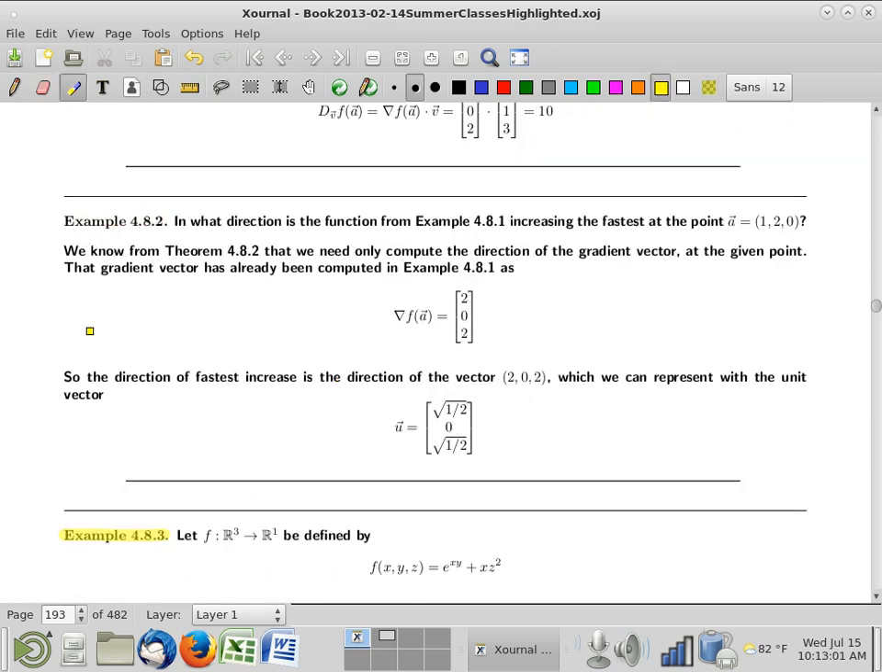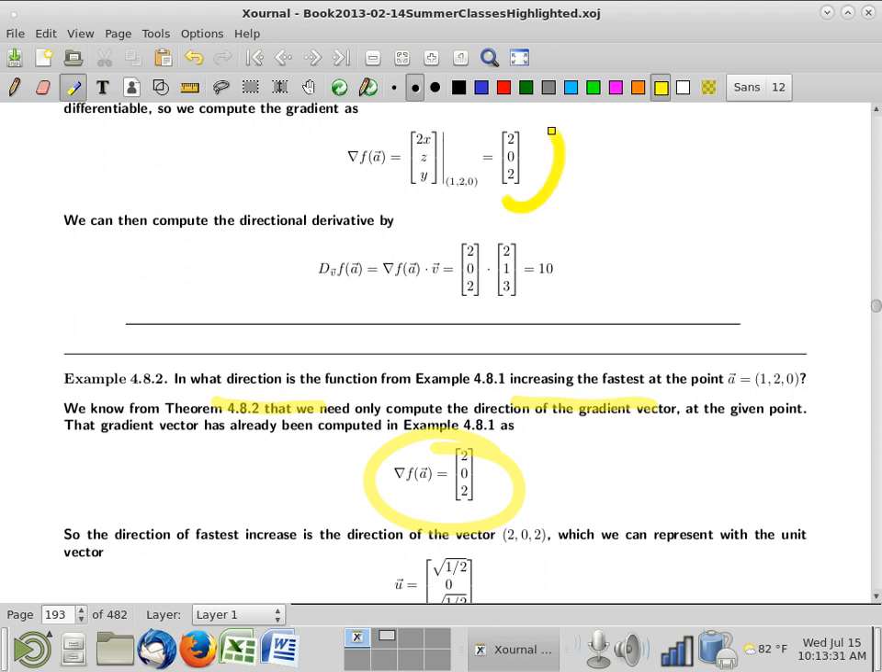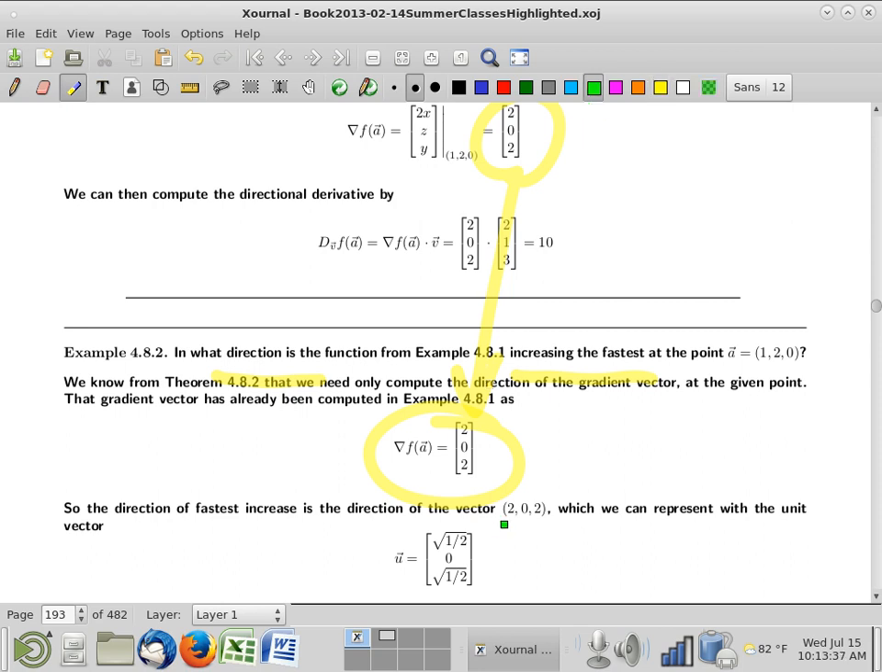Okay, so in that previous example, in what direction is the function increasing the fastest? What's the direction of fastest increase? What's the direction of steepest ascent? Well, without the gradient vector, this would have been a hard question, but we already know the answer. The answer is whatever the direction of the gradient vector is. We computed the gradient vector in the last example. The best unit vector direction is just the unit vector pointing in that direction. So I just take the already computed gradient vector, divide by its magnitude, done.